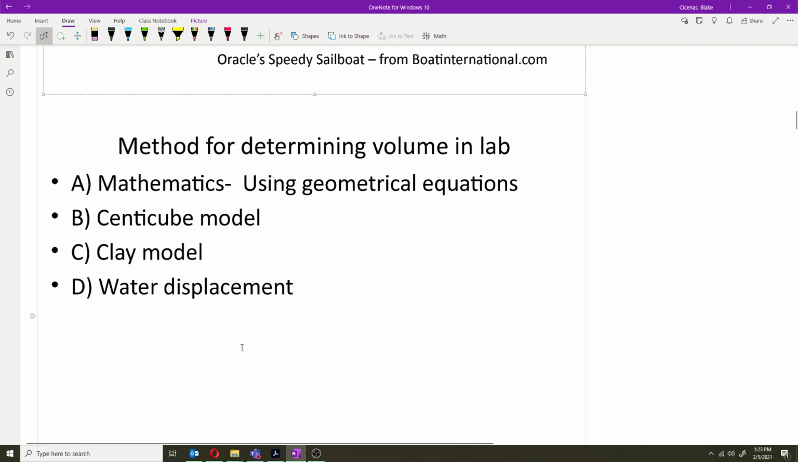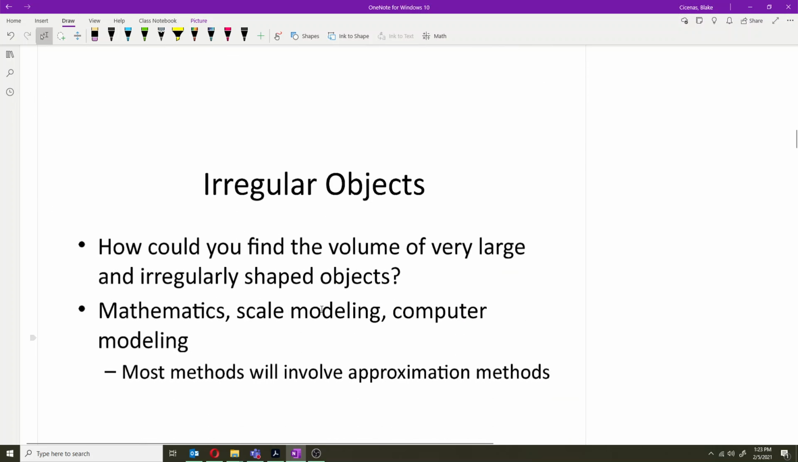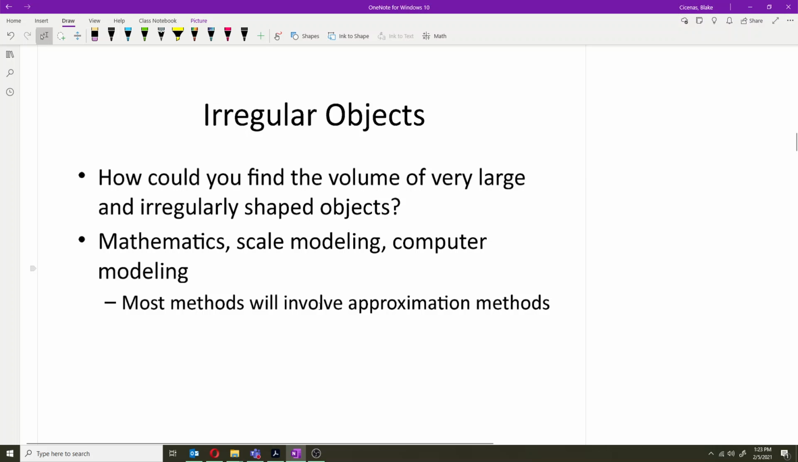But clay model, you can make an object of the clay and then measure it that way. But water displacement, obviously, most people know about and is the most common. Well, how do you do irregular objects? Well, that's why we use different methods. You can use the clay method for irregular objects. You can use a Centicube to approximate it, but even the clay model itself is also approximating.